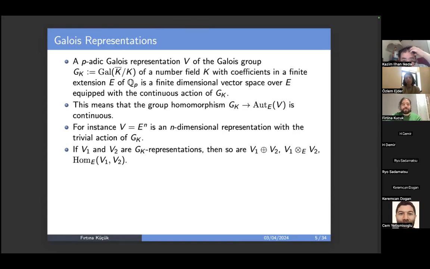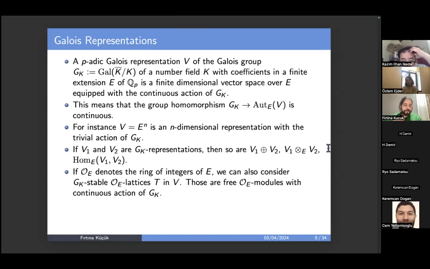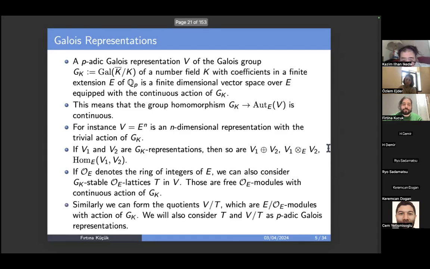If we have two representations, their direct sum, tensor product, and the homomorphisms from V1 to V2 are also representations. In the tensor product, it is equipped with the diagonal action of the Galois group. If O_E denotes the ring of integers, we can also consider G_K-stable O_E-lattices inside V. We will denote this by T. Those are free O_E-modules with a continuous action of G_K. We can also consider their quotients, such as V over T, and we will also mean p-adic Galois representations by them. We can also extend our coefficient rings, and take E-algebras and tensor.